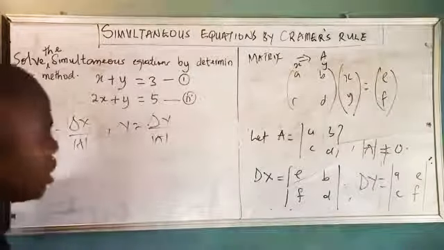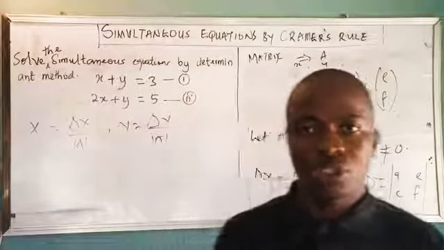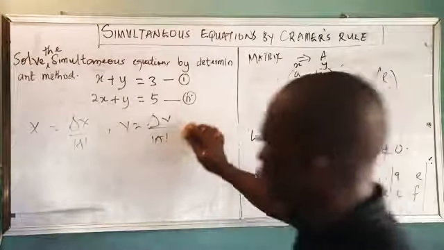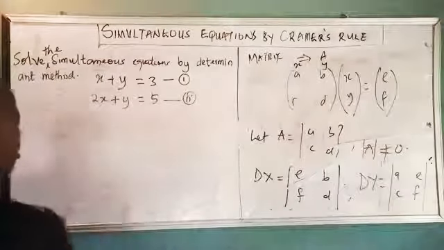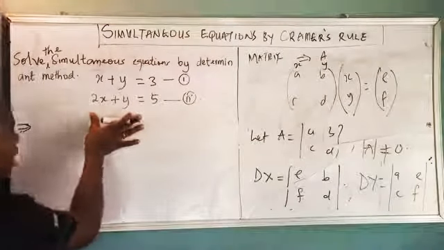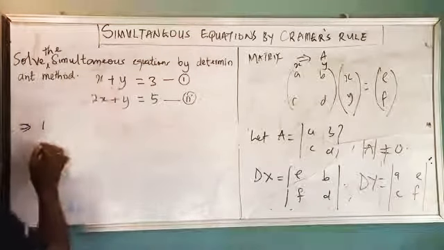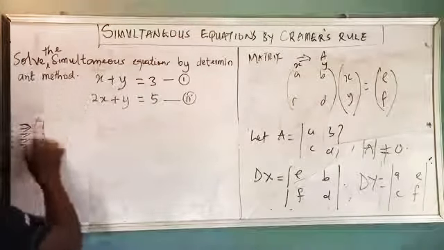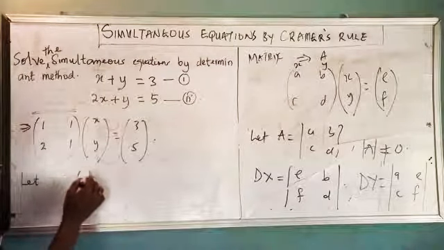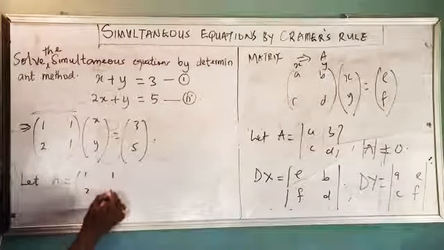So we are now going to use this knowledge we just gathered to solve the main problem. Let's say we have this. You try to write this in matrix form. That is 1, 2, 1, 1, times x, y, equals 3, 5. So now let this one be A, that is 1, 1, 2, 1.